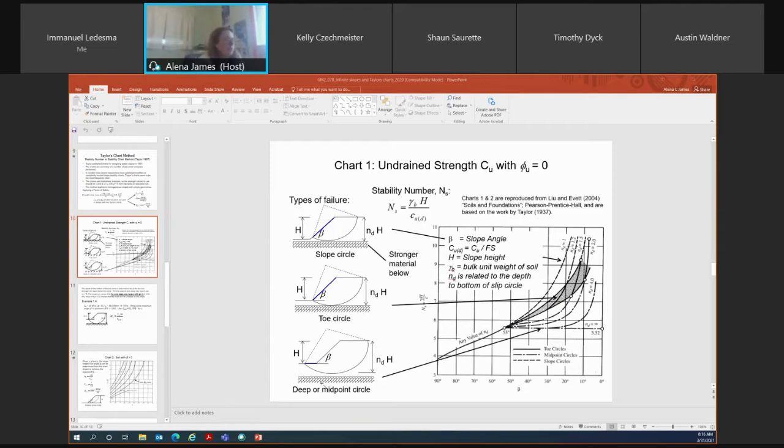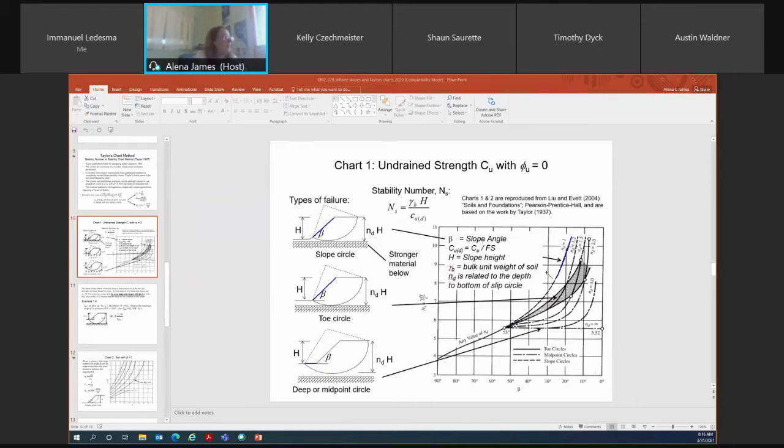And then when Taylor did his multiple slip surface analyses, he made this fancy chart over here on the right, and he calculated an arbitrary value of Ns, and I'll show you how you calculate that. You'll see for this slope circle right here, this is the line that you use to determine what your Ns value is.